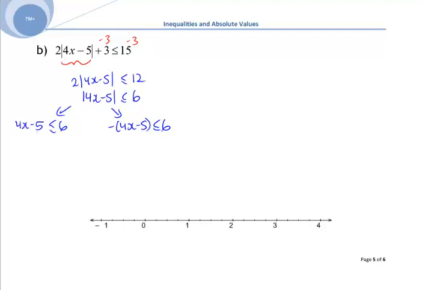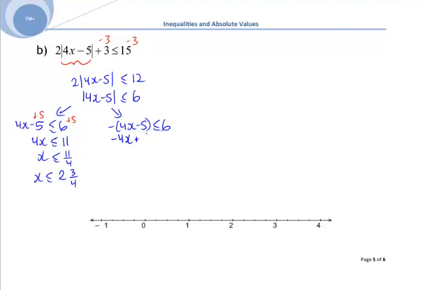Isolate the unknown. I'm taking 5, so I'm going to add 5 to both sides. So I have 4x is less than or equal to 11. I now divide both sides by 4. And I have x is less than or equal to 11 over 4. So x is less than or equal to 4 into 11 is 2, and 3 left over, so it's 2 and 3/4. I'm changing it to a mixed number because it's easier to put on the number line that way.